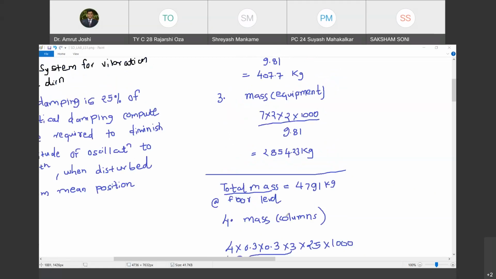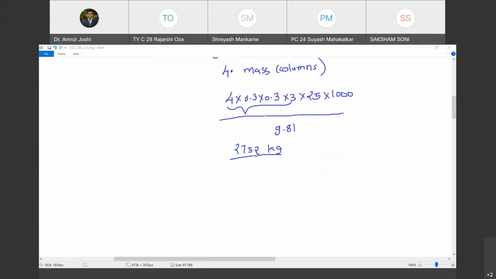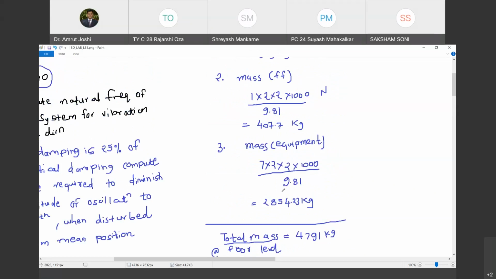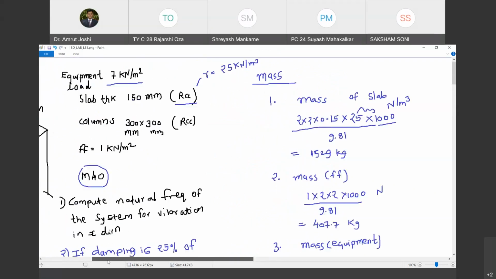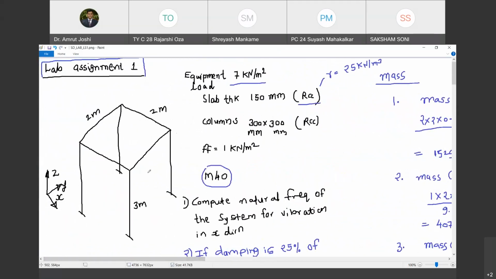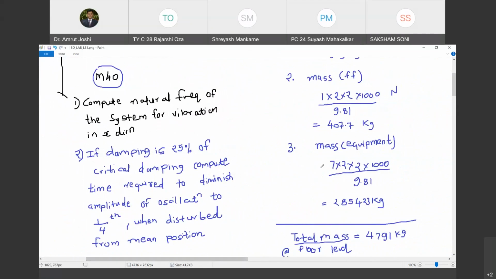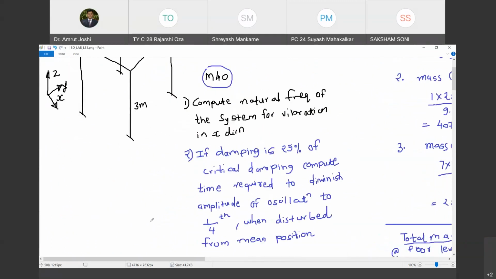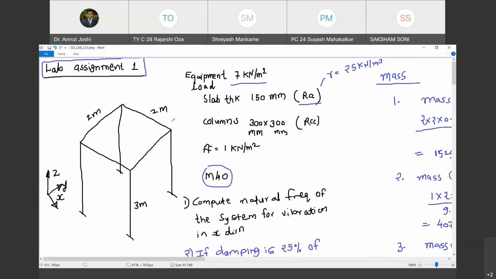So 2752 kg, it is almost comparable with 2752.29. 2752.29 kg is comparable with this total mass 2854.23 kg. That's all right. But now you have to understand the difference between these two masses. You can see that the mass that we have calculated in first 3 points is entirely present at the floor level, whereas the mass of column that we have calculated is present all along its length.